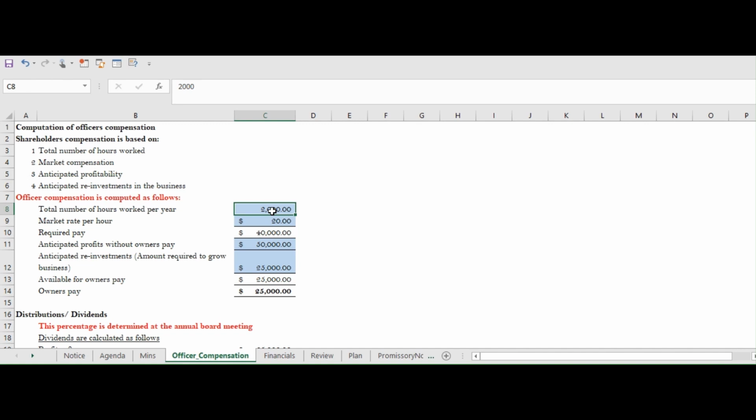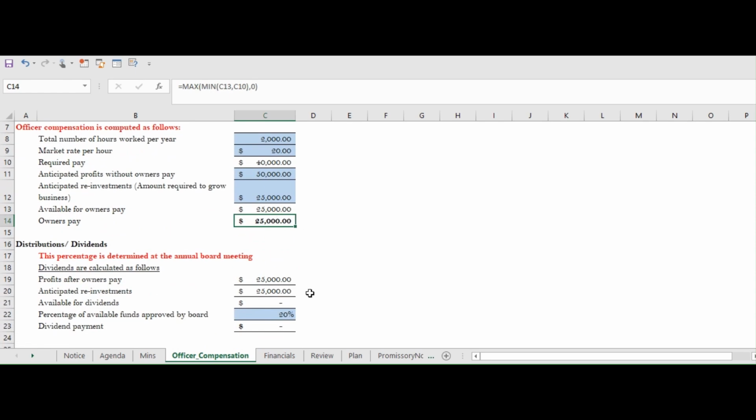Technically, you want to pay your officer market rate, but a lot of businesses, especially small businesses, don't have the funds to pay their officers market rate. So you should have a sort of way you actually determine compensation. For example, maybe the officer expects to work 2,000 hours a year. The market rate is $20 per hour. So the required pay will be 40,000, but anticipated profits were 50,000. And then they do plan to reinvest 25,000 to expand and grow. So that's available for owner's pay, 25,000. That's the most they can pay.